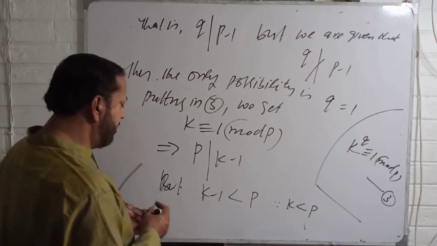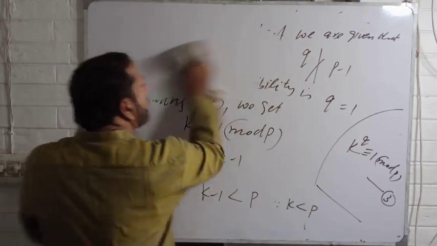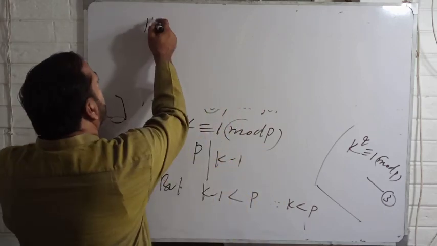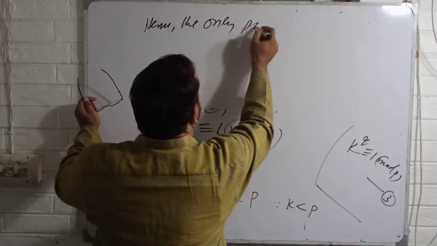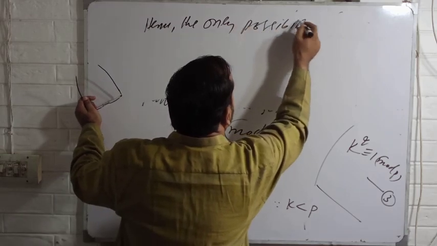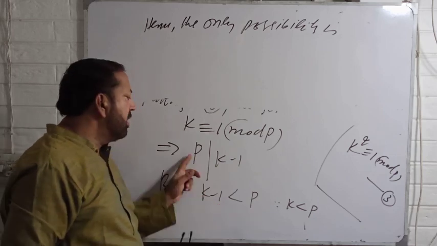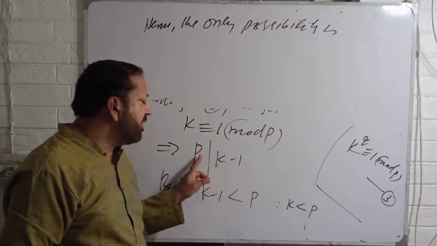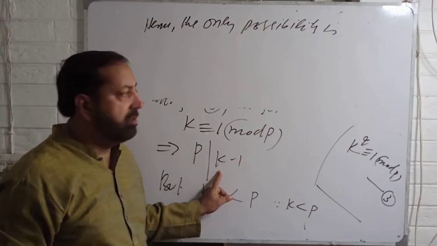Hence we have the only possibility: k minus 1 is a smaller number, and a larger number can never divide a smaller number. So if a larger number is dividing a smaller number, then that smaller number must be 0.